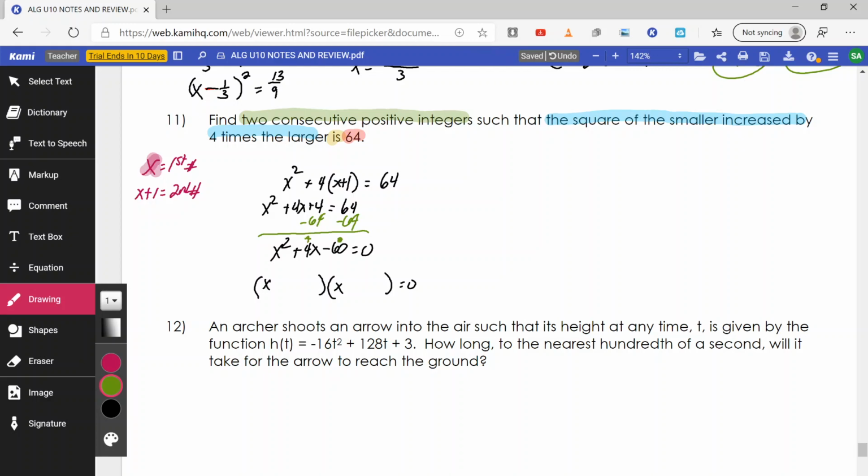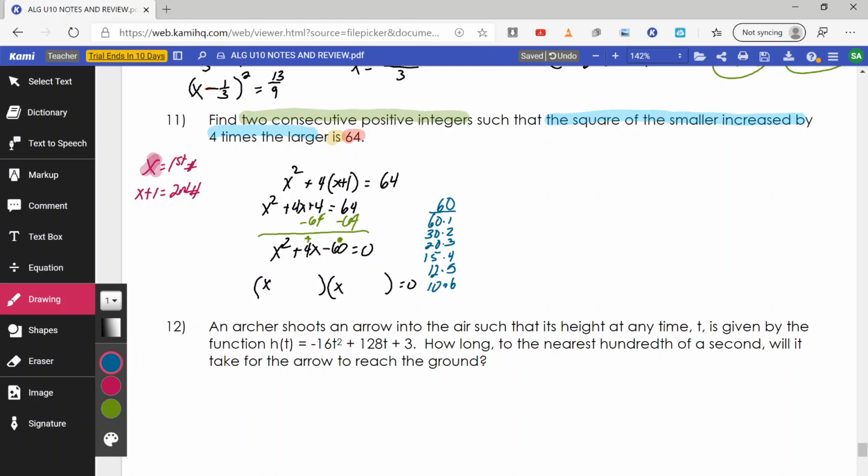So we should just list off factors of 60. Now there could be a lot here. So for 60, we have 60 times 1, 30 times 2, 20 times 3, 15 times 4, 12 times 5, 10 times 6, and those are our 6 possible combinations: 60 and 1, 30 and 2, 20 and 3, 15 and 4, 12 and 5, 10 and 6.